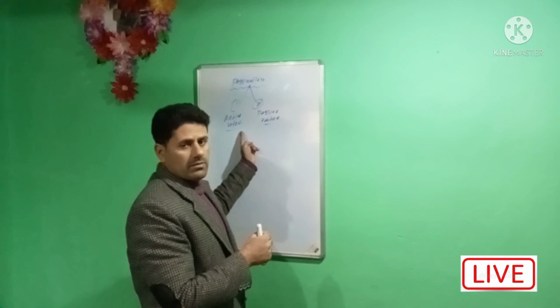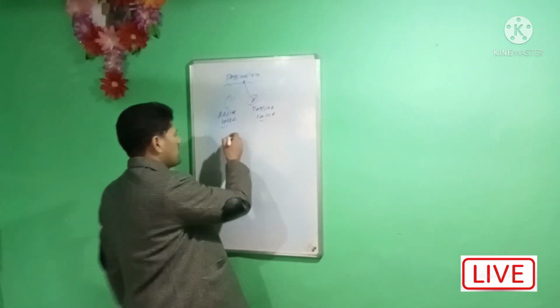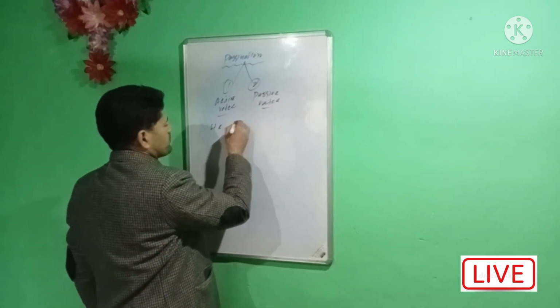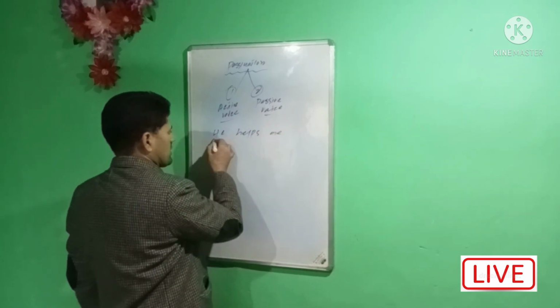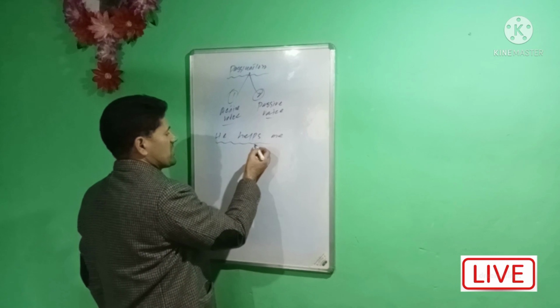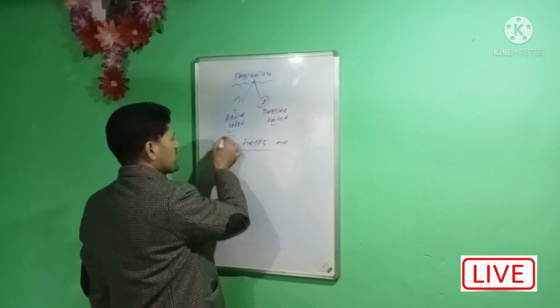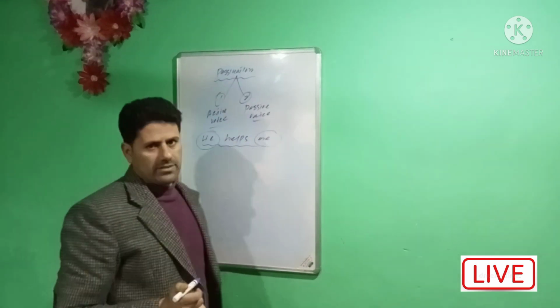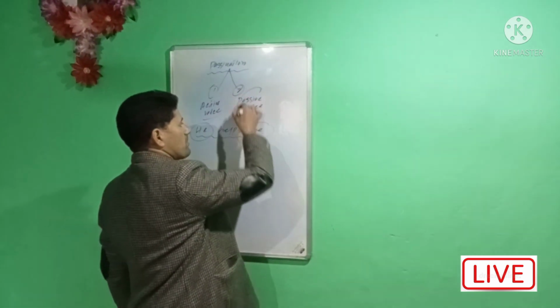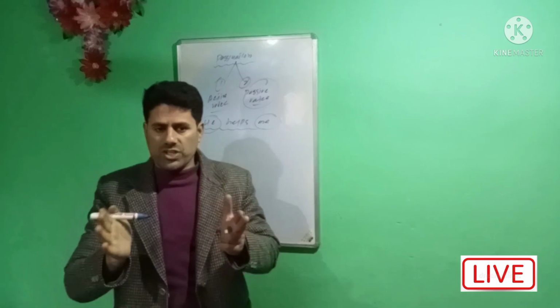Isn't it? Say for example, I write down here one sentence: he helps me. This is an active sentence. In this sentence we have found a subject and an object. This is active voice. But when we talk regarding passivation, what is passivation?